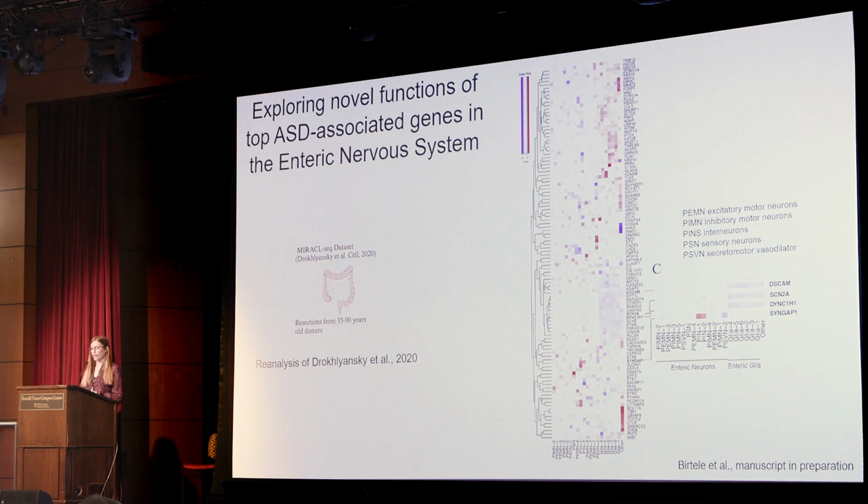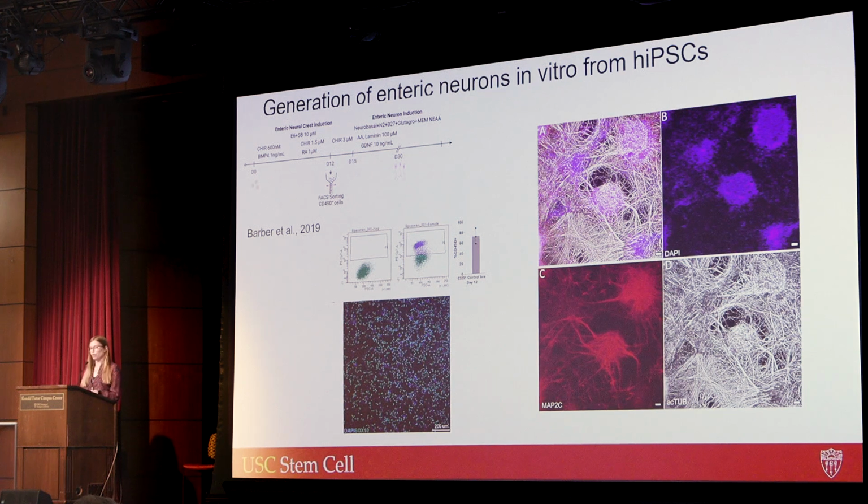And so here, I started from an available nuclei sequencing of gut adult tissue, including enteric neurons and other tissues. And I plot here the top 102 ASD-associated genes, including the targeted SYNGAP1. And very interestingly, I found expression here in panel C of SYNGAP1 in a specific subtype of enteric neurons. So this is a current project in the lab.